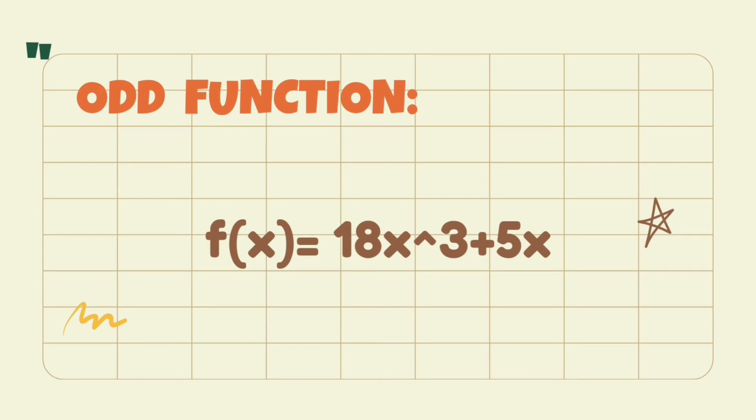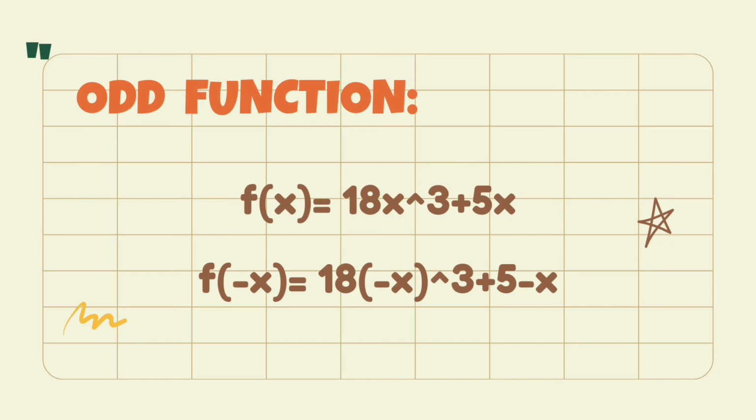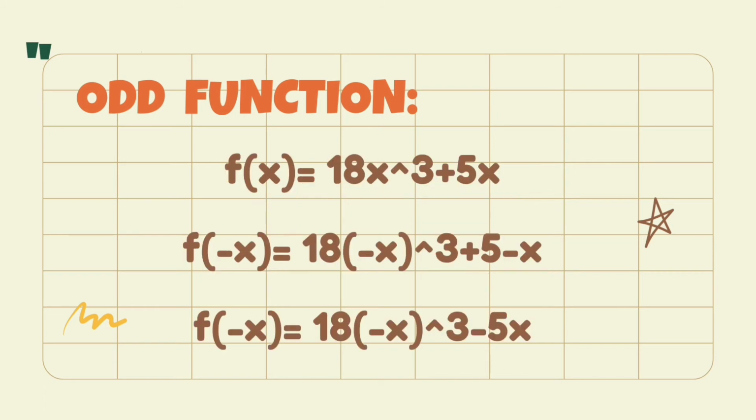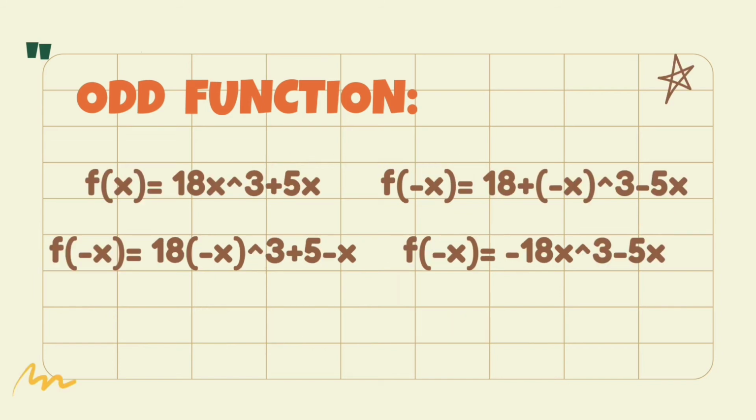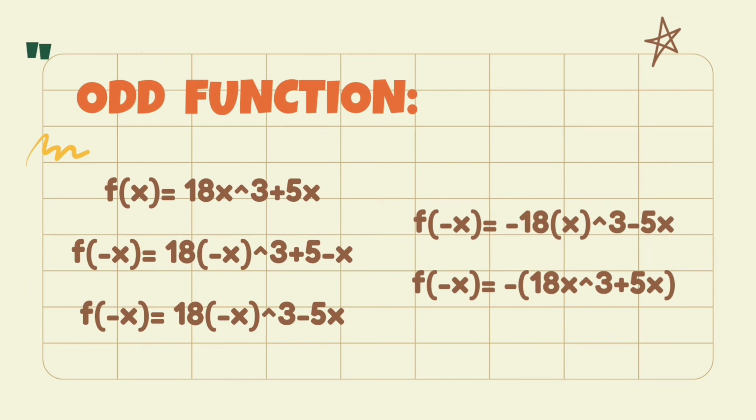So, substitute negative x for x. A negative base raised to an odd power is equal to a negative. Then multiply a positive and a negative, which will equal a negative. Factor out the negative sign from the expression. And since f of negative x is equal to negative f of x, then the function is an odd function.